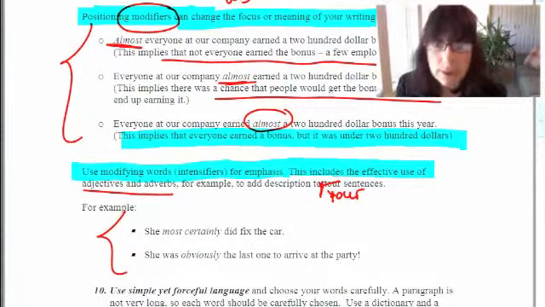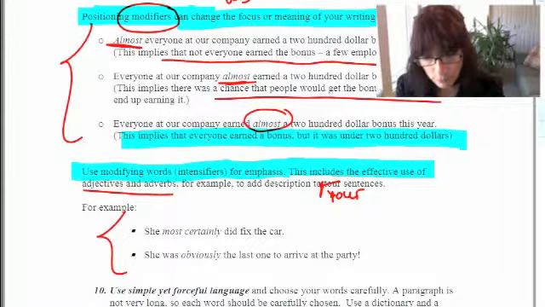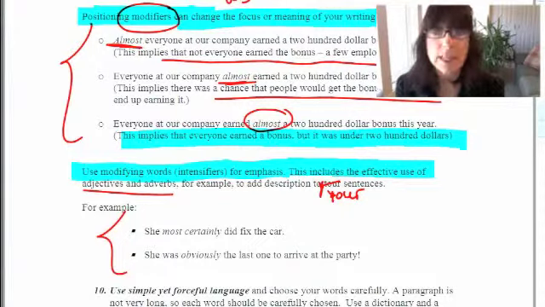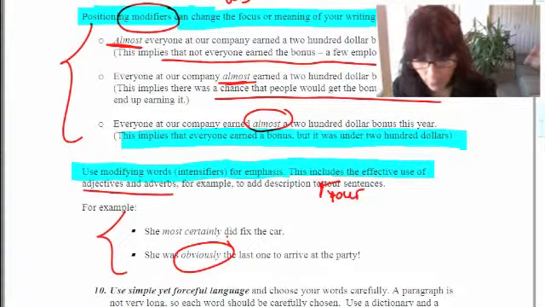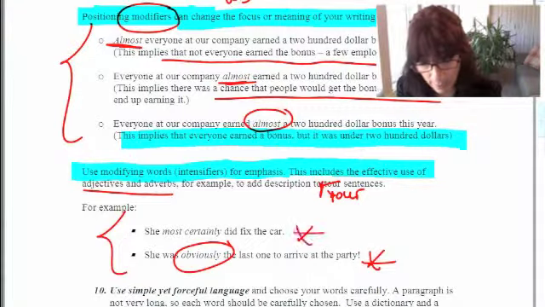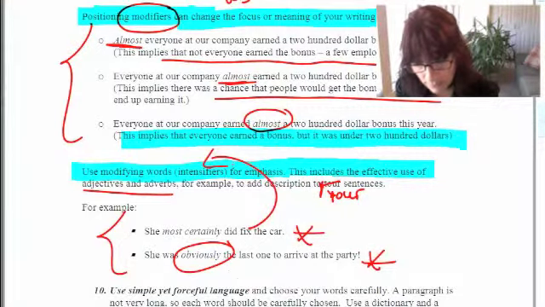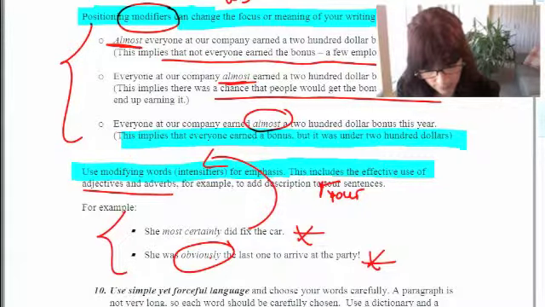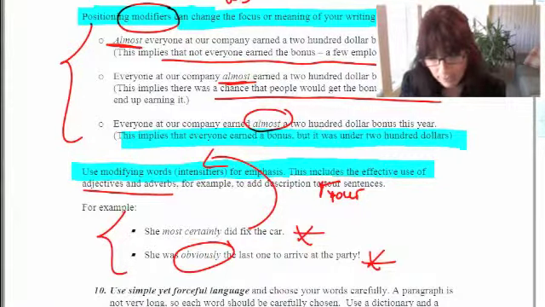She most certainly did fix the car. So you could have just said she fixed the car. But if you want to really emphasize the fact that she was the one that fixed the car, you might say she most certainly fixed the car. Or in this one, she was obviously the last one to arrive at the party. You could have just said she was the last one, but you're making a point. Maybe she's often late, she's always late, so you're saying, well, yeah, she was obviously the last one to arrive at the party. So again, by choosing these kinds of intensifiers, and both these words are adverbs, depending on where you place them in the sentence, you can be adding a new emphasis or a new effect.